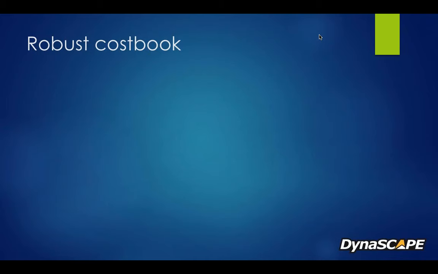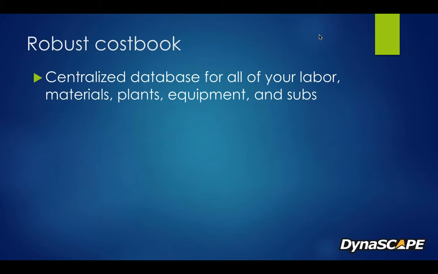Ask yourself, does the estimating software that I'm looking at have a robust cost book? And understand that good job or overhead recovery cost-based estimating software should have a centralized database for all of your labor, materials, plants, equipment, and your subcontractors. And if you're able to have a robust cost book, or what some people call a pull list, then it makes it a lot easier to put together your estimates. It should be easily updated.